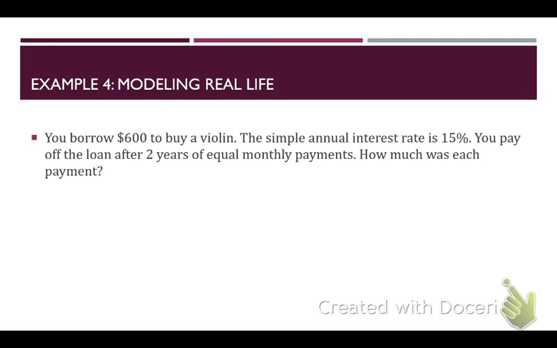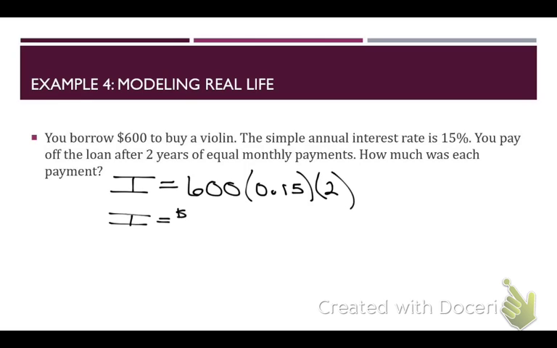Okay, so if I want to find the interest, I go I equals PRT. What do I need to do to my rate? Change it to a decimal. Very good. And when I multiply it, how much am I paying in interest over 2 years? I'm paying $180. Then I add that back to my amount that I borrowed, and now I'm actually paying $780 for that violin.